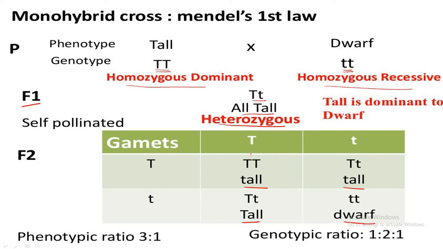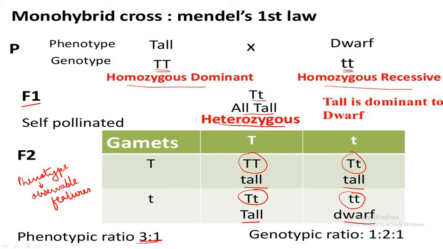Out of 3, 1 tall plant contains the genotype capital T capital T and the other 2 tall plants contain the genotype capital T small t, whereas the dwarf plant contains the genotype small t small t. Right, so the phenotypic ratio is 3:1. Now we have already discussed that phenotype means the observable features, and the genotypic ratio is 1:2:1.